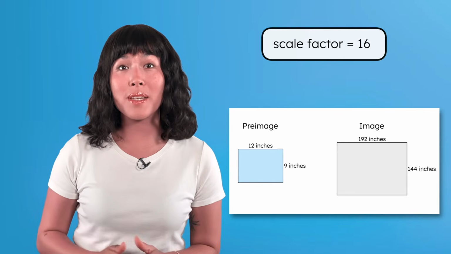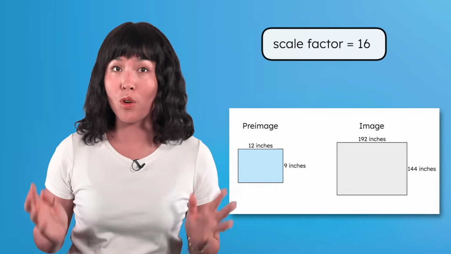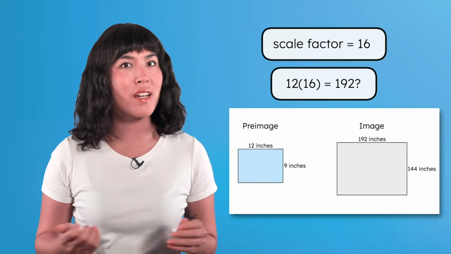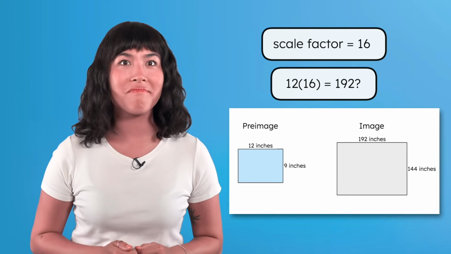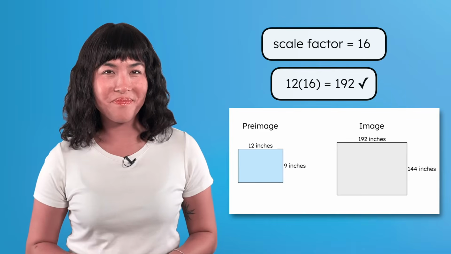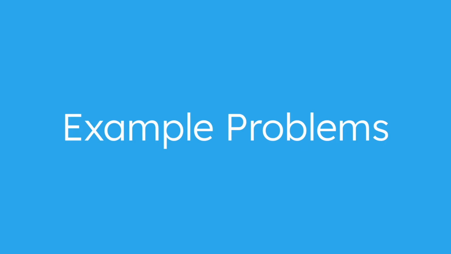Scale factor needs to be consistent between all of the corresponding sides. Is 12 times 16 192? It is. So, we're all set here. Let's look at some more examples.